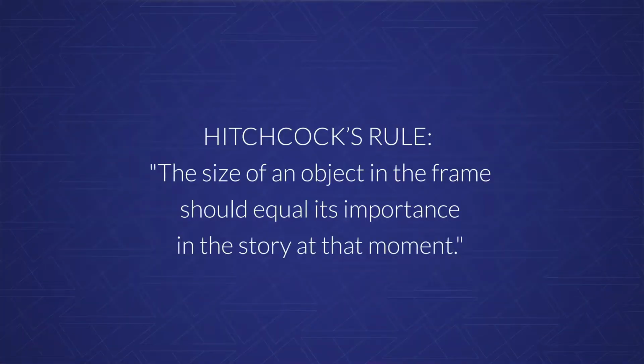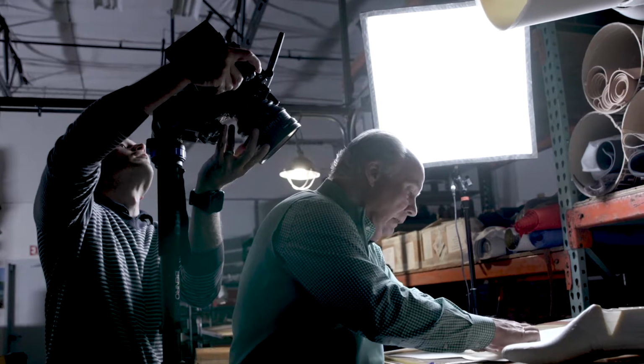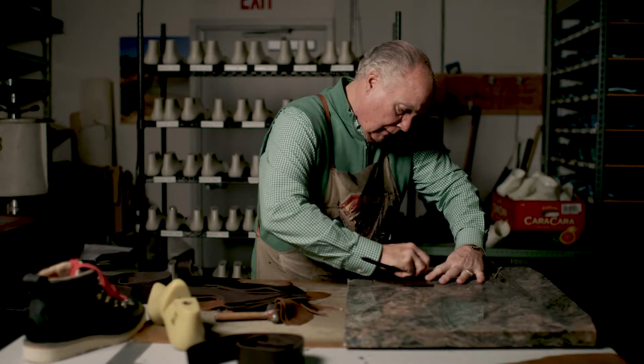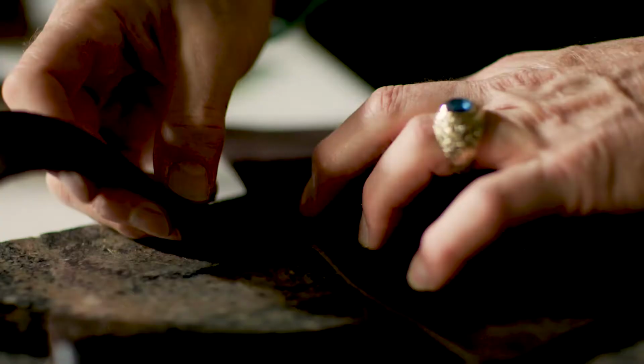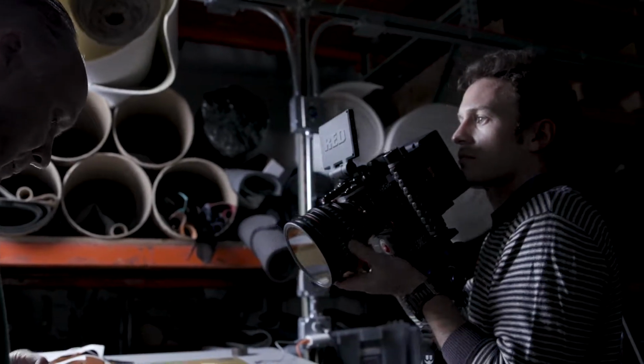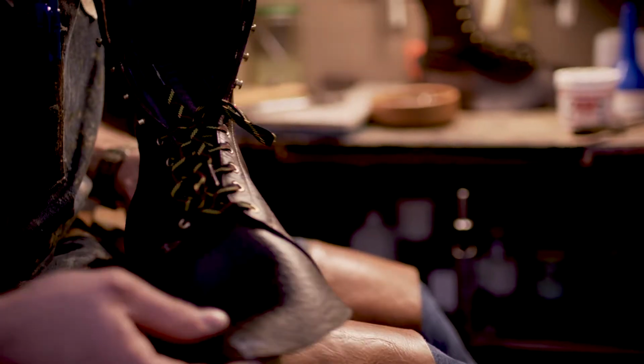Now, when it comes to composing a shot, we always go back to Hitchcock's rule that the size of anything in your frame should be related to the importance of the subject in your story at that moment. For example, in a story we just filmed at Prairie Shoe Factory, the main character Bill creates custom handmade shoes. The product of his handiwork, the boots and other shoes, are a large part of the outcome of the story, and it's appropriate to make them large in the frame.